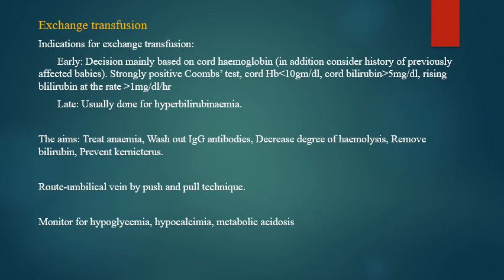Now, exchange transfusion helps to treat anemia, wash out IgG antibodies, decrease the degree of hemolysis, remove bilirubin, and prevent kernicterus. The route usually chosen is the umbilical vein, and the baby is to be monitored for hypoglycemia, hypocalcemia, and metabolic acidosis.